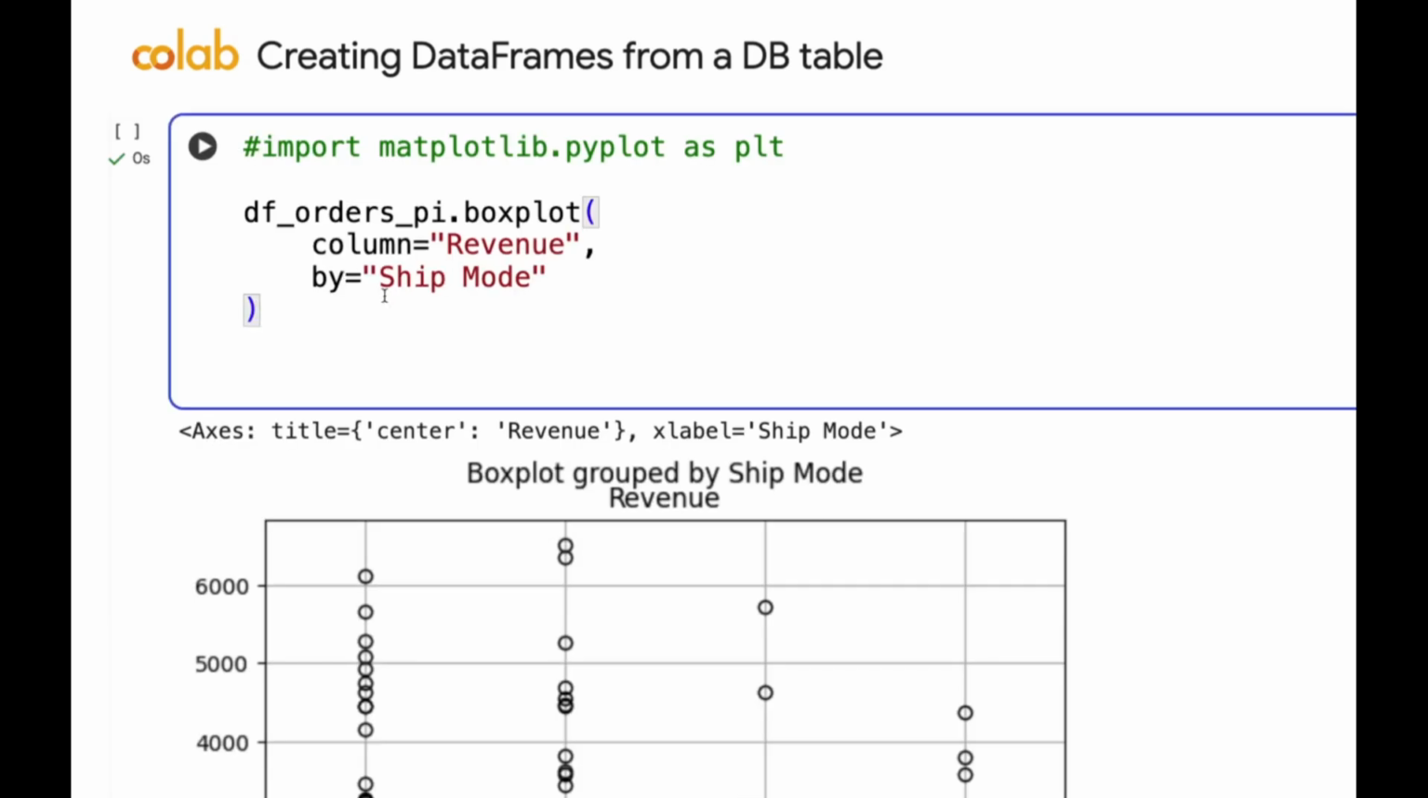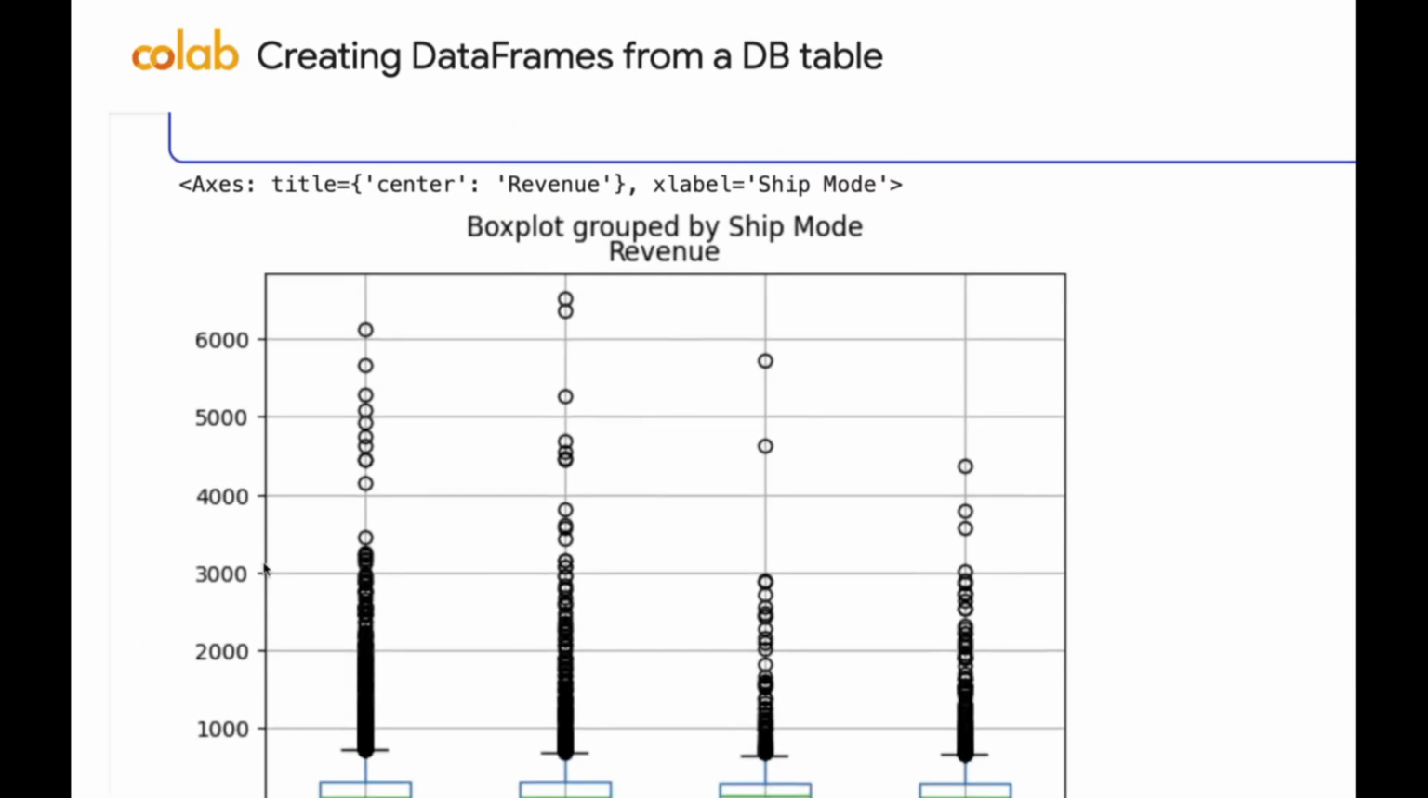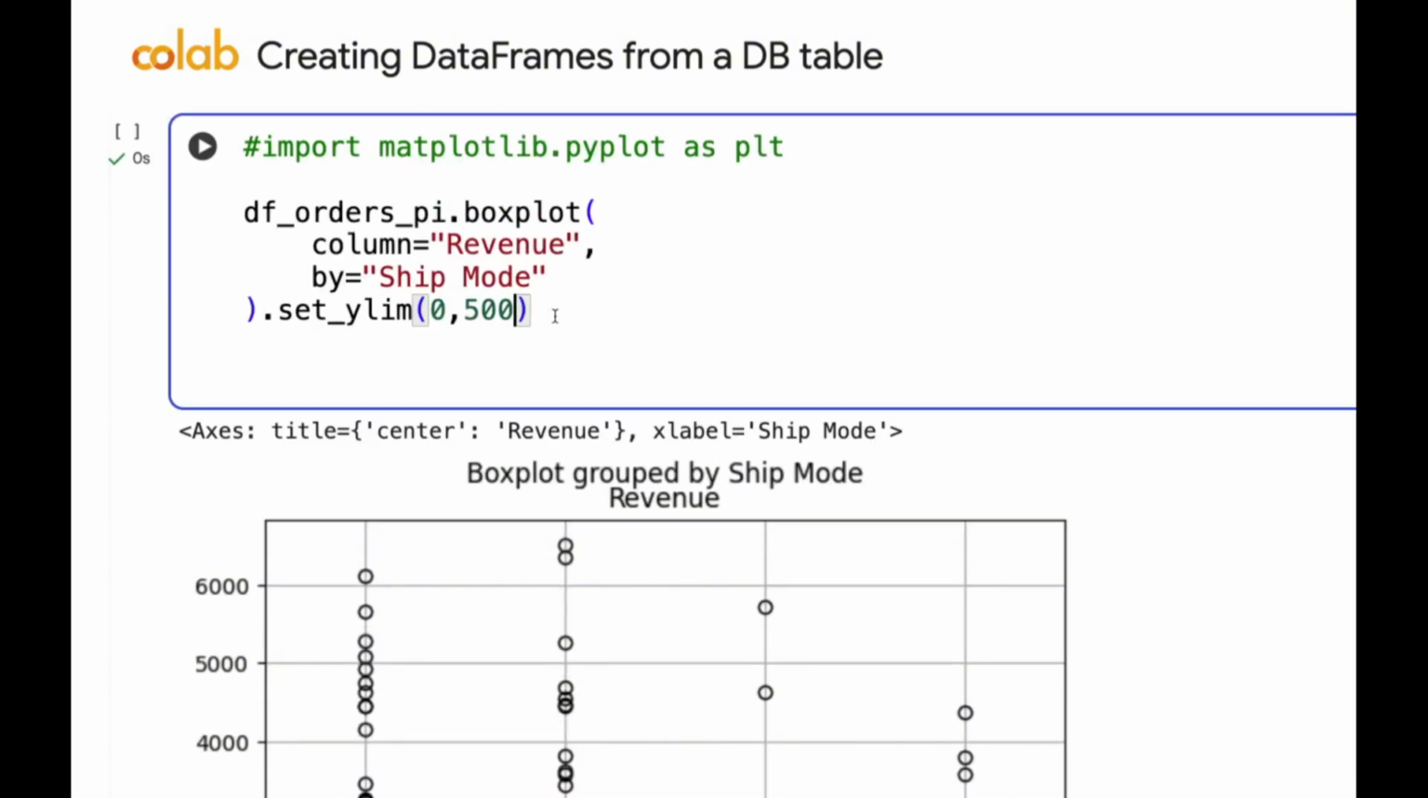So let me set the vertical range. After the function ends, basically we are getting some result, right? And from the result, we want to do some control. So dot set_ylim. That sets the limit of the y range. As you can see, the values of the revenue span from close to 0 all the way to over 6,000. It's actually a bit too much. Let's set it from 0 to 500 so that we can get a cleaner look.